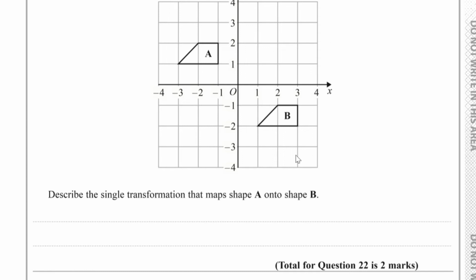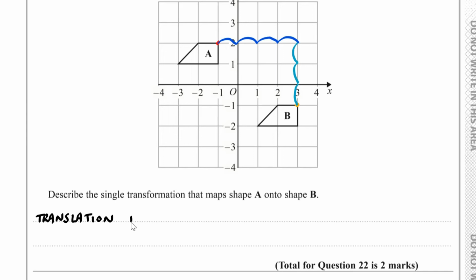Question number 22, we've got shapes A and B, and we have to describe the single transformation that maps shape A onto shape B. Well, if I pick any point, for example this point, and the corresponding point is this point here, well, what you can see from A to B, I go 1, 2, 3, 4 to the left, and then I go 1, 2, 3 down.